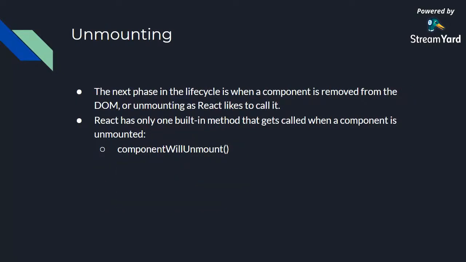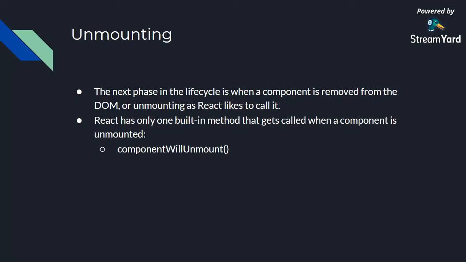And the last phase of the life cycle is unmounting. Unmounting is whenever a component is removed from the DOM, the unmounting phase gets triggered. The unmounting phase just has one function inside of it, componentWillUnmount. componentWillUnmount will be called just before the UI or the component gets removed from the DOM.